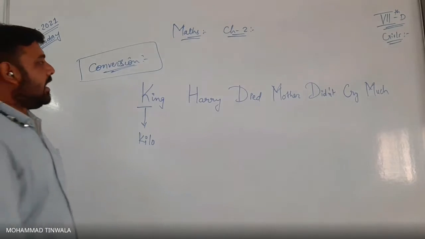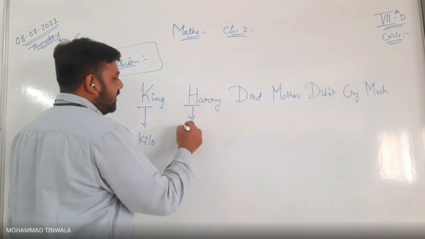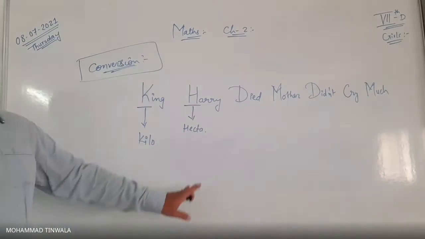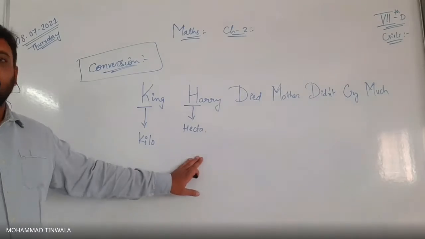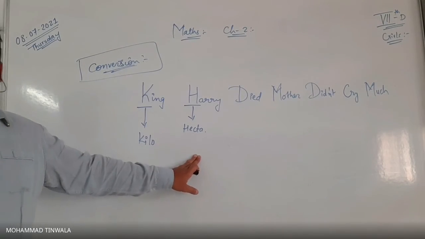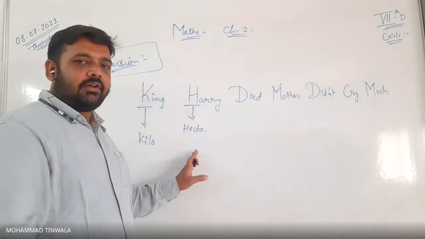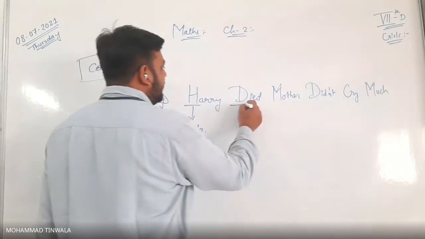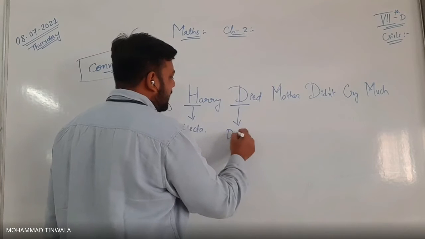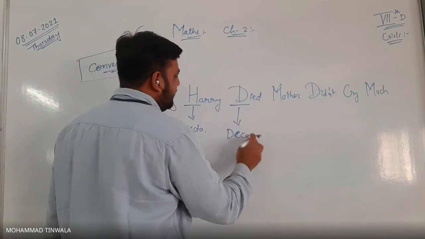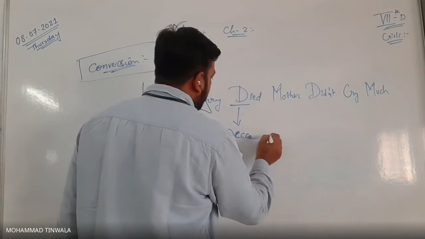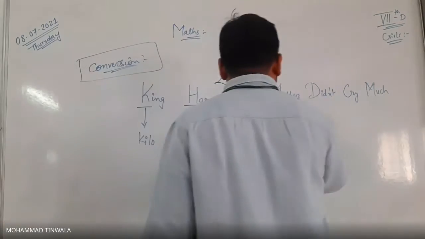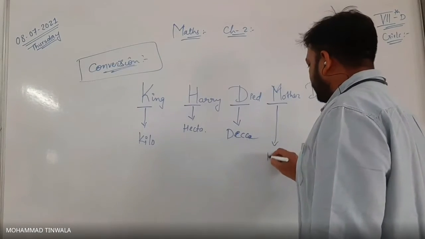Okay? H stands for hectare, which is not included in this chapter. We are not going to do that because that will be covered in your higher standard. D stands for deca, D-E-C-A. Okay? M stands for, this will be included for you.